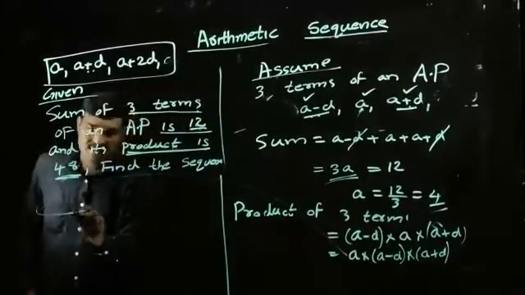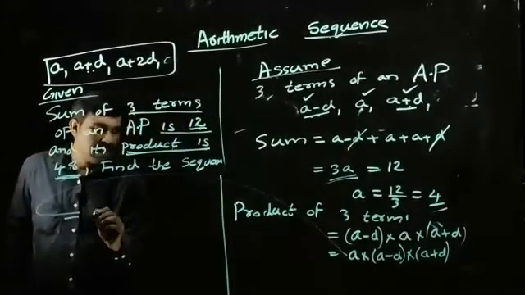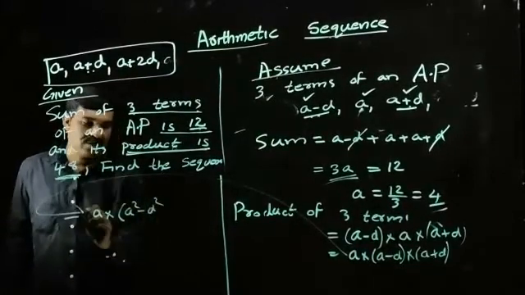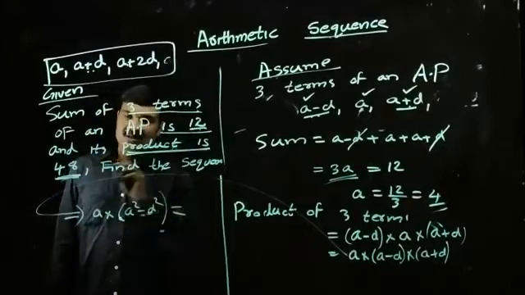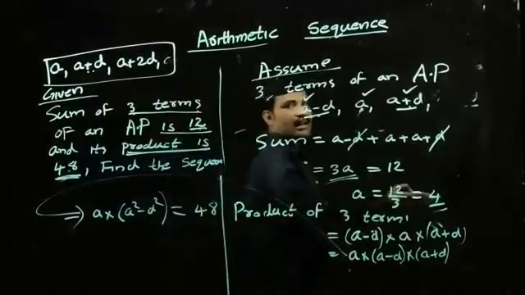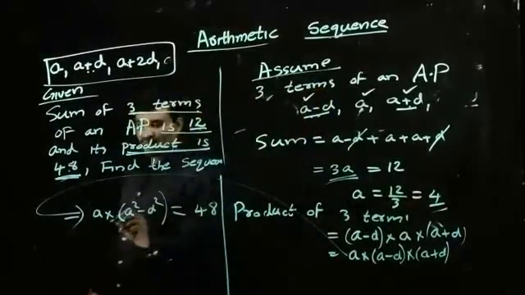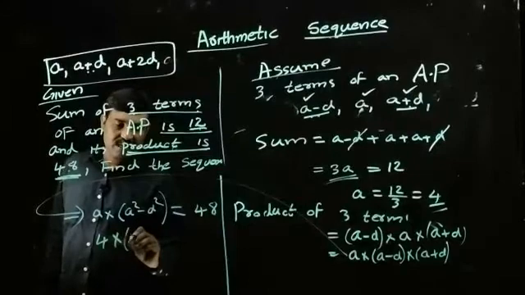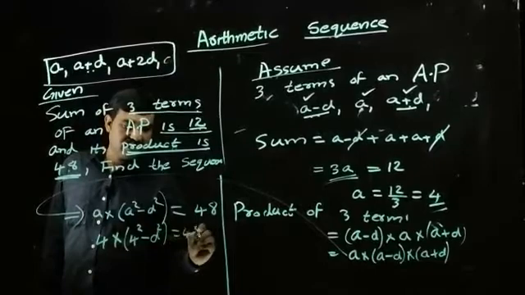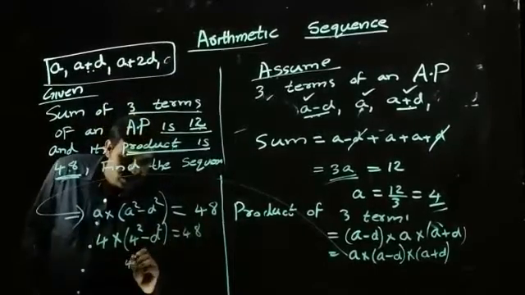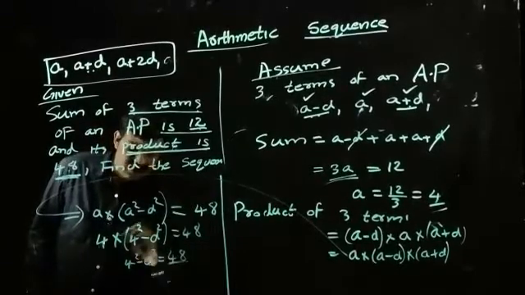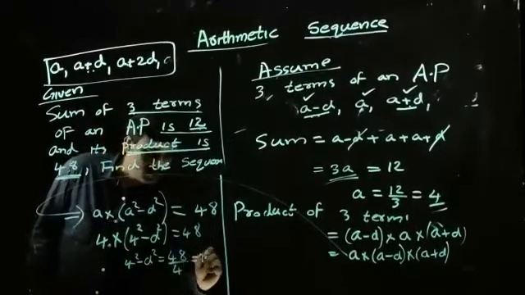We can write this is equal to a multiplied by a square minus d square. This value is given as 48. Now substitute for a. We have already determined the value of a. So 4 multiplied by 4 square minus d square is equal to 48. Or we can write 4 square minus d square is equal to 48 divided by this 4. So this is equal to 12.